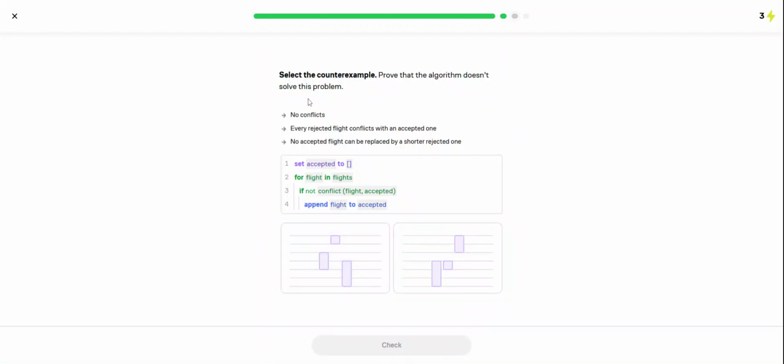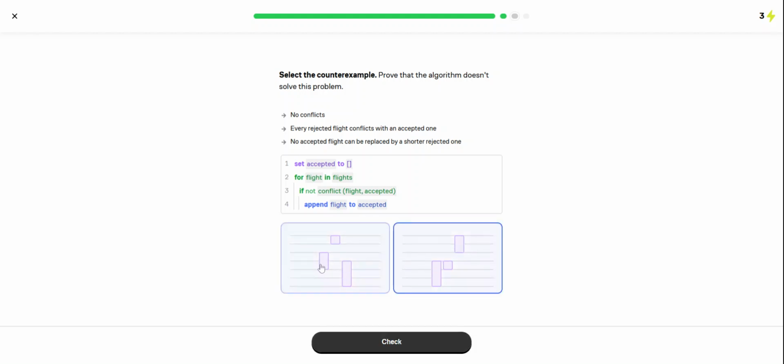Alright, the second one, select the counterexample. Once again, prove that the following set of algorithms doesn't solve this problem. Alright, conflict. Satisfy shorter rejected one. These two, but longer ones accepted, but here. I think this one, because the first two can be replaced by longer. This one can be shorter, so this one must satisfy to be true.